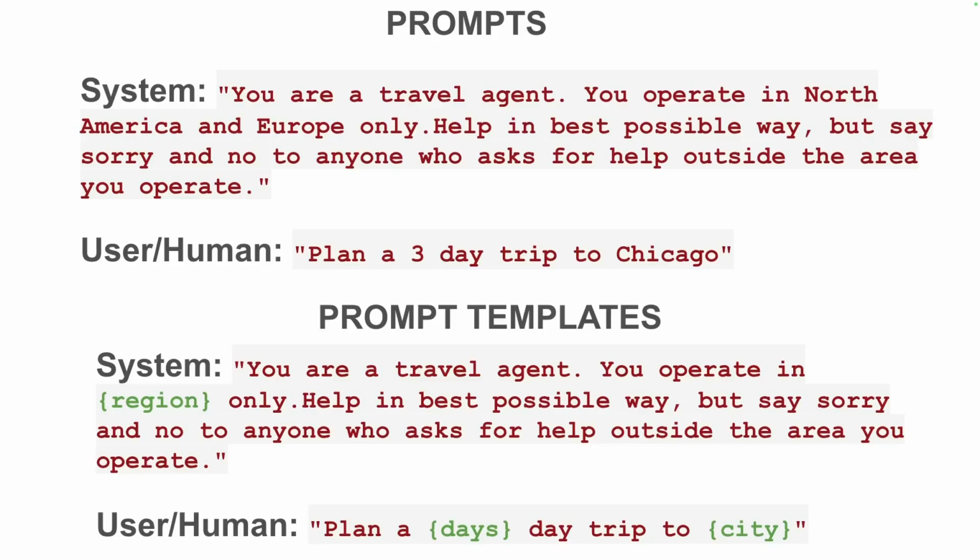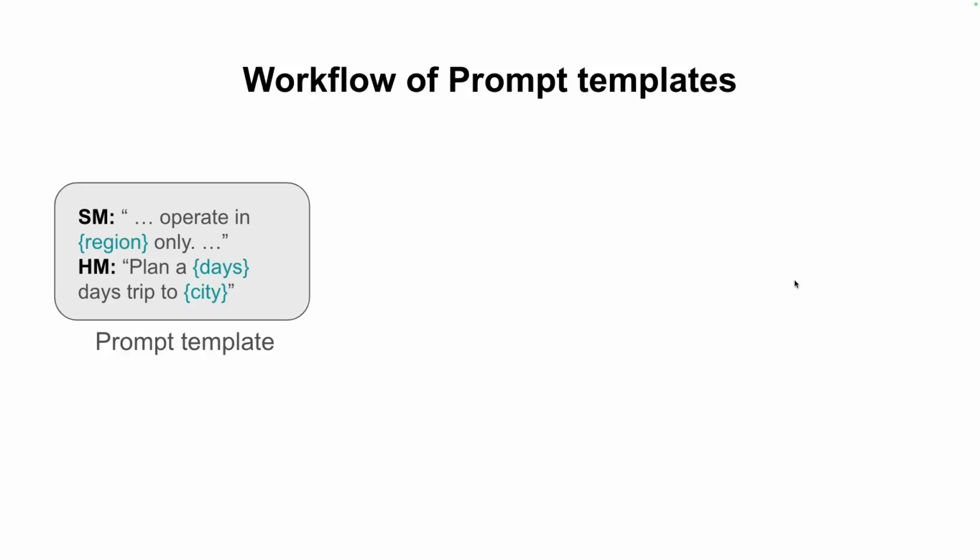And so basically the prompt remains the same, but there are some values which are hard coded. We are going to remove that and add a dynamic variable there. So I have added 3 dynamic variables in both the system and the human prompt. Region, days, and city are the 3 dynamic variables. I'm going to explain to you what is the workflow for a prompt template once the prompt templates are created.